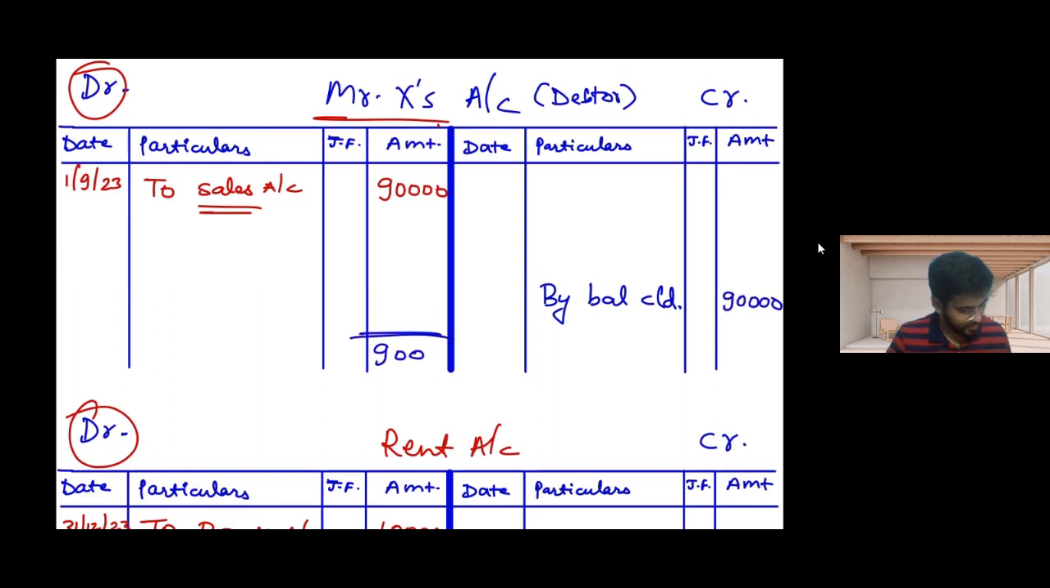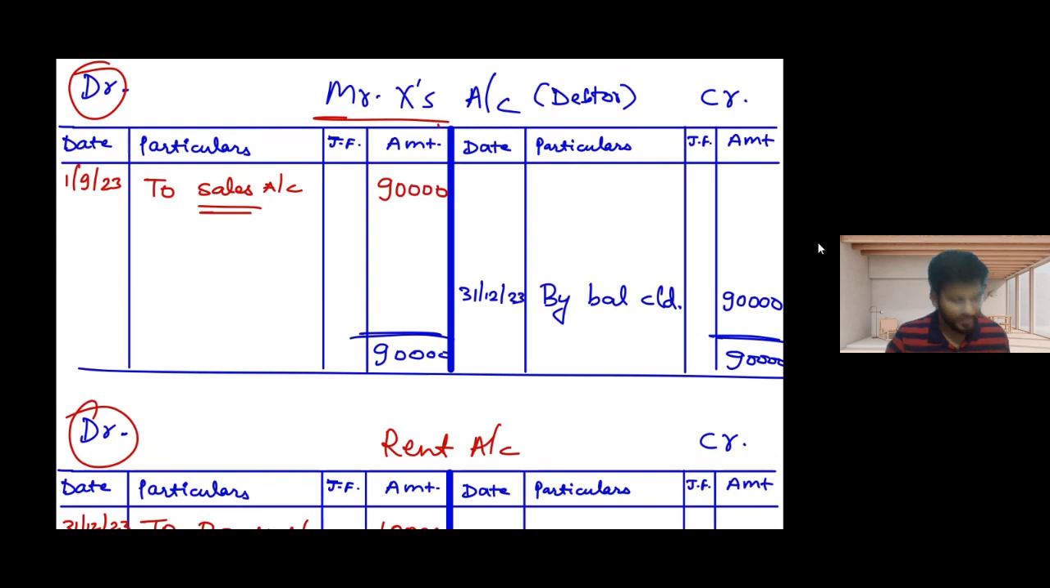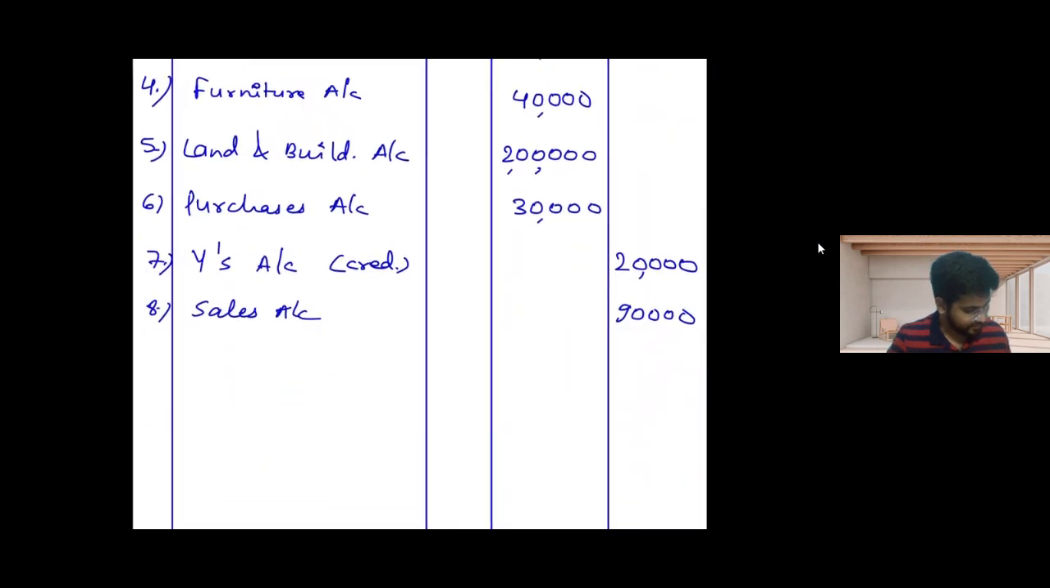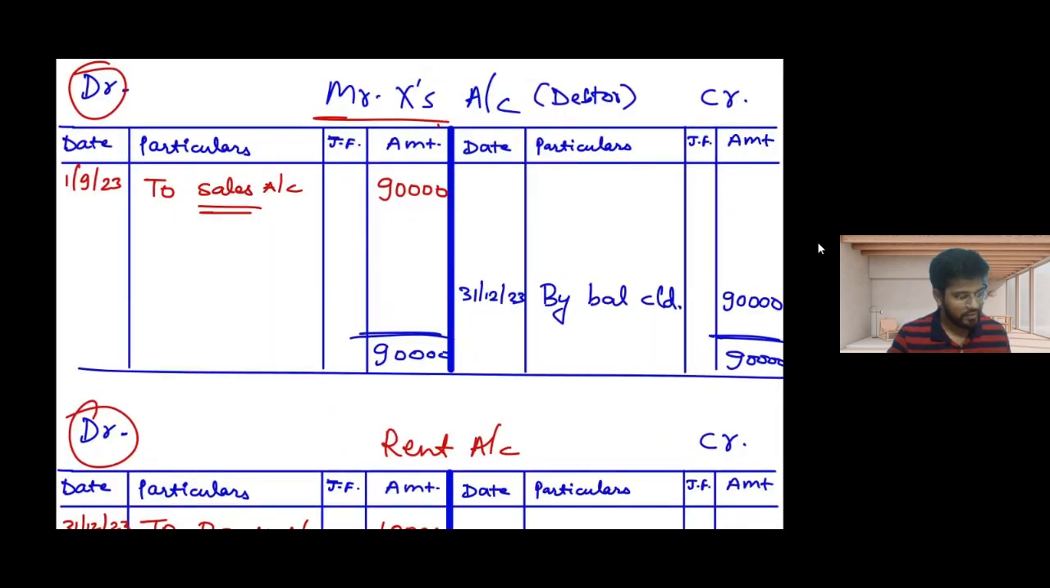Both sides the total would be 90,000 and here also 90,000. What date? It will be 31st of December 23. So 90,000 is appearing on the credit side of the ledger. What I will do? I will write it on the debit side here, X account, who is my debtor, 90,000 rupees.